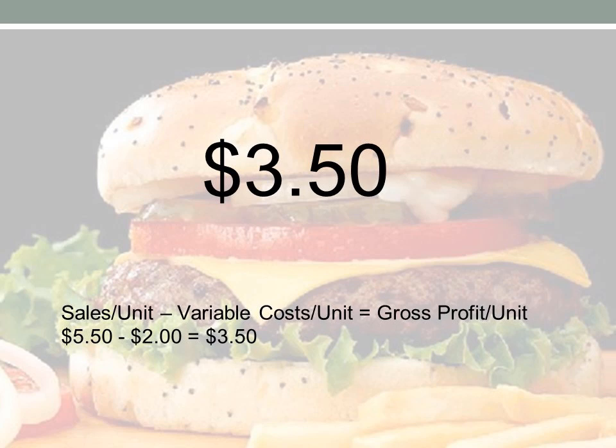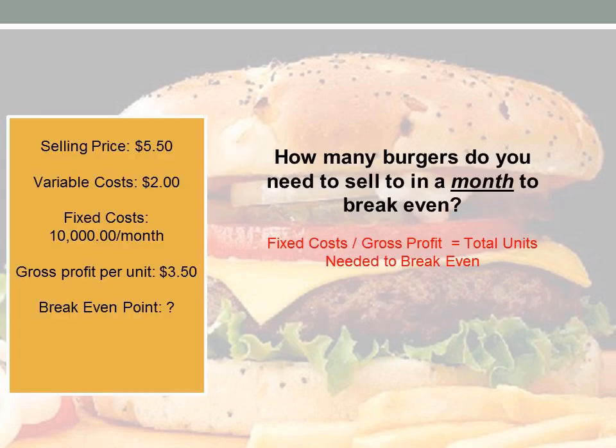And there we go. So our profit margin per unit is $3.50. So we had our selling price of $5.50 minus our variable cost of $2, and that gives us a gross profit of $3.50. Now let's take this just a little step further here.